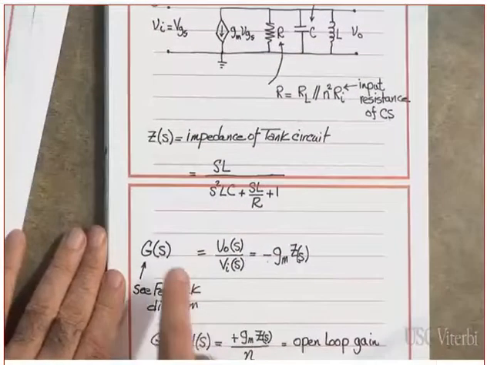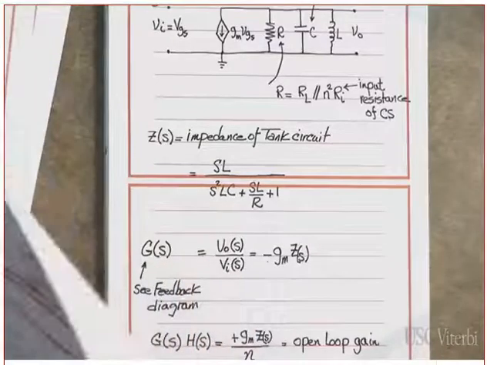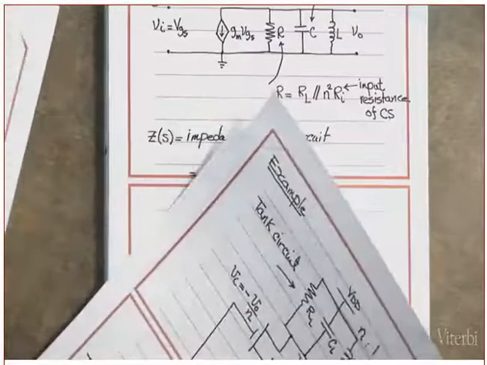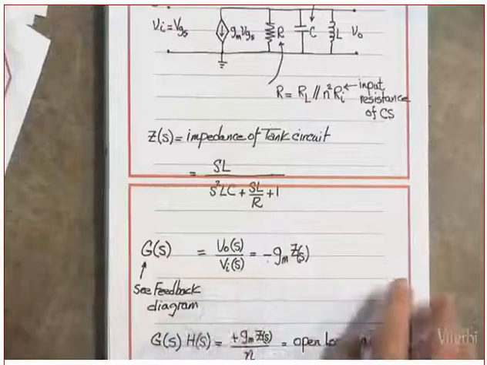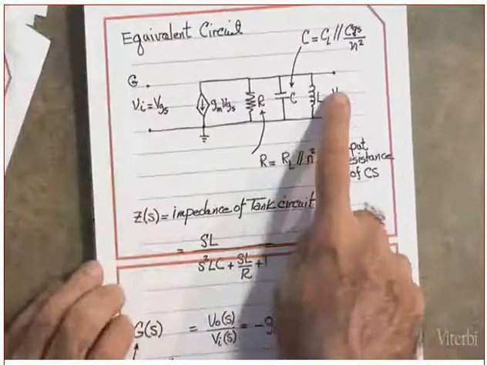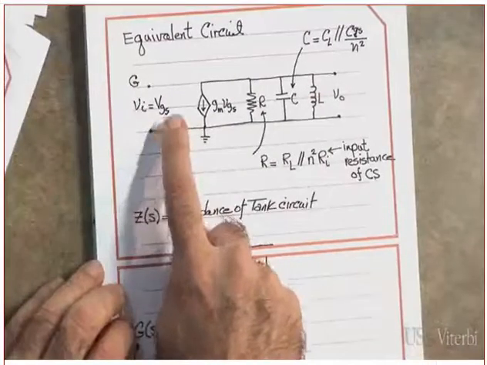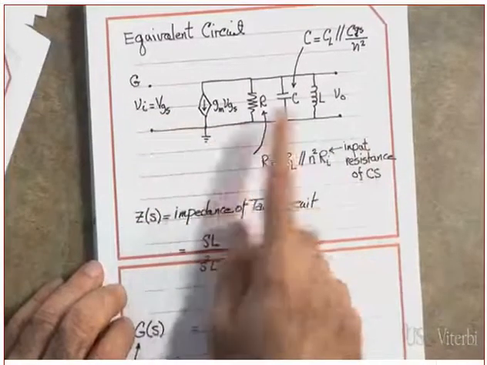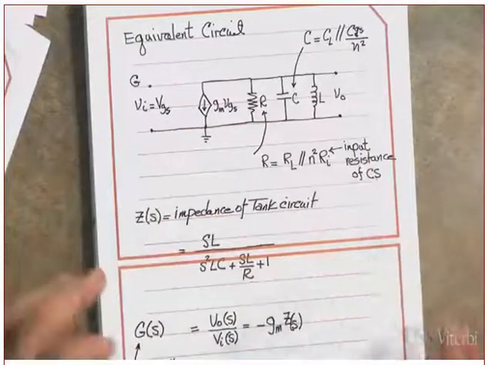No response. Okay, what is the G of S? Remember the G of S. The G of S is this guy. Yes, it's the amplifier. What is G of S? G of S is V naught of S divided by Vn of S. Did you get this or not? This is for the amplifier. It's the output divided by the input. That's the transfer function of the amplifier.